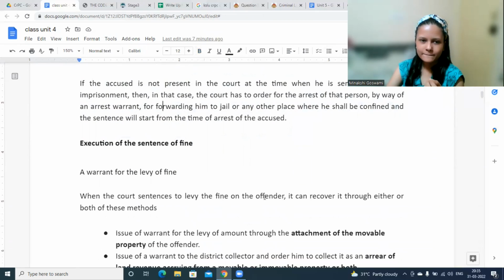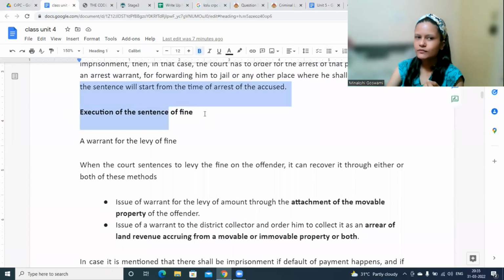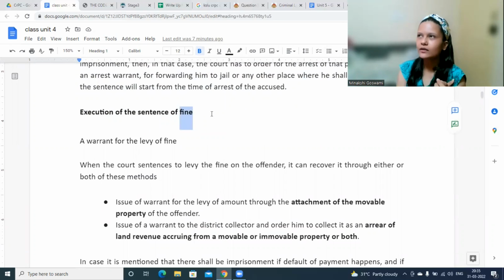Okay? Next we have execution of sentence of fine, in case a fine was imposed. In case of fine, the court would ideally mention in the judgment itself that, maybe, this person needs to pay 50,000 rupees fine. In case of default, if the person fails to pay the fine, 3 months of imprisonment. That means by staying in jail for 3 months, he can also skip the fine part. He need not pay it as well.